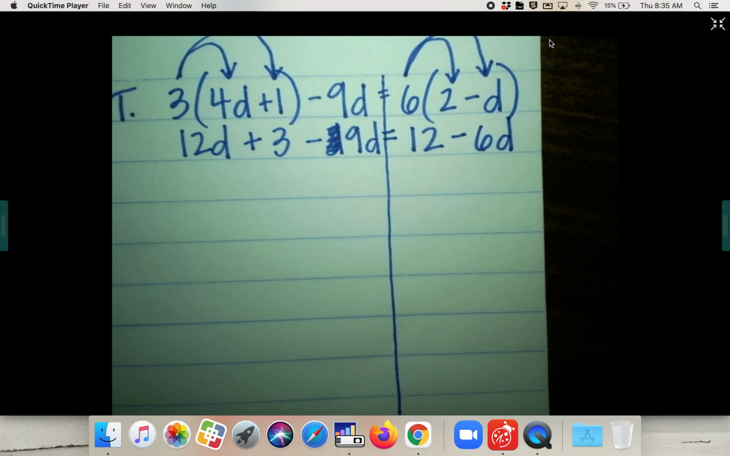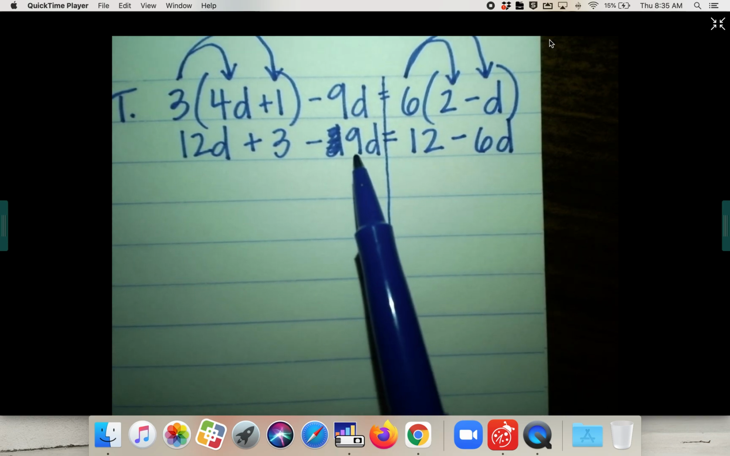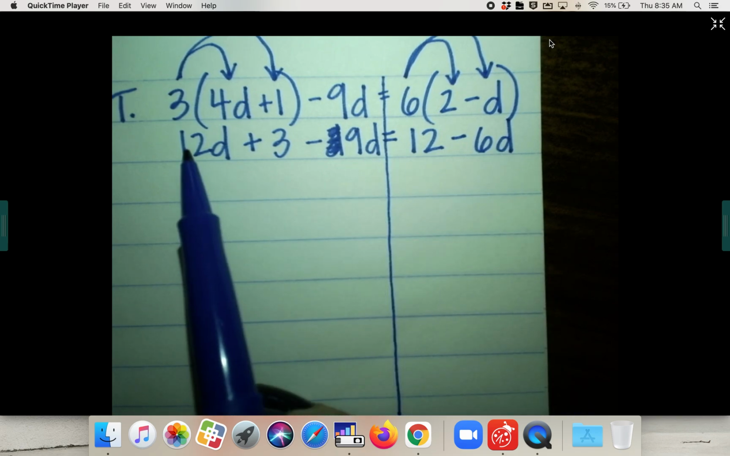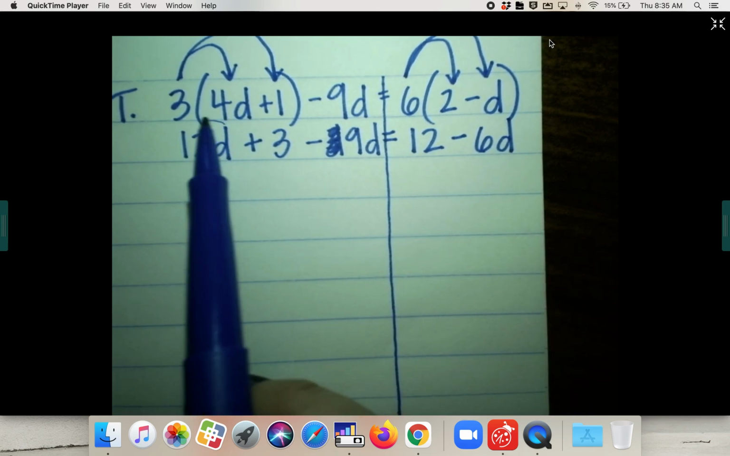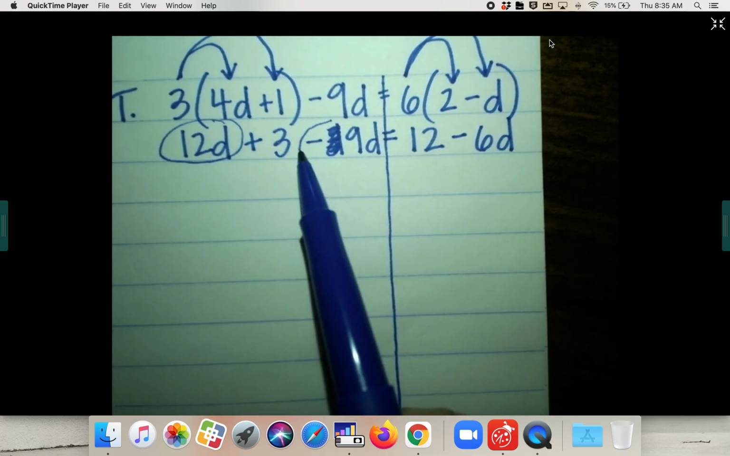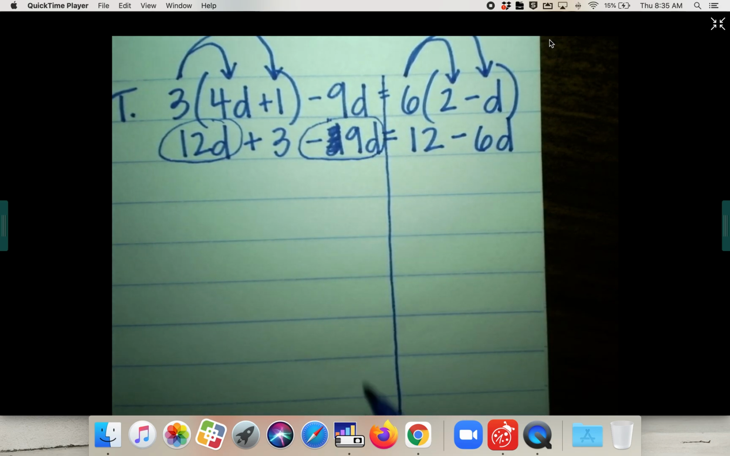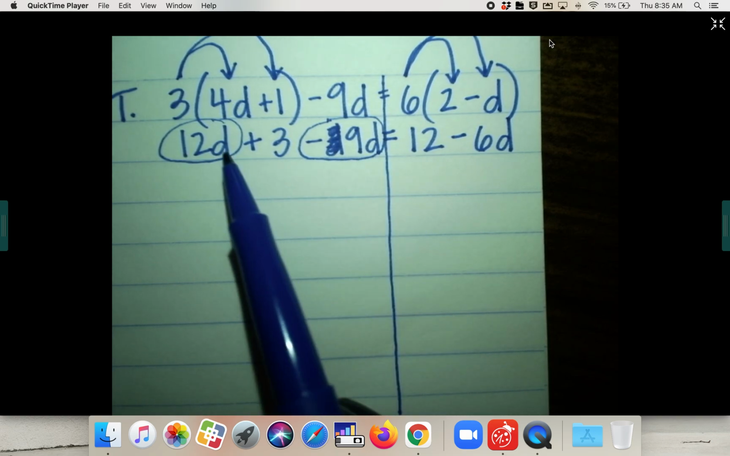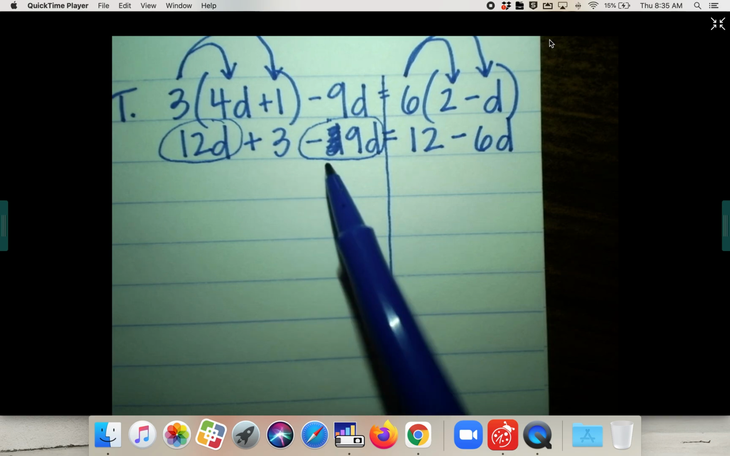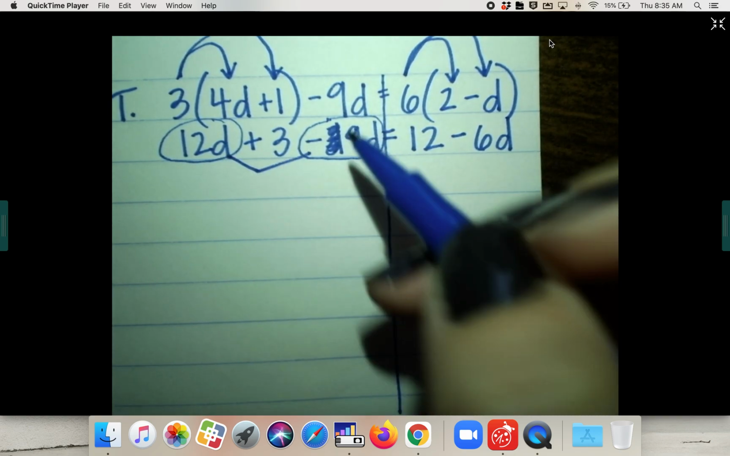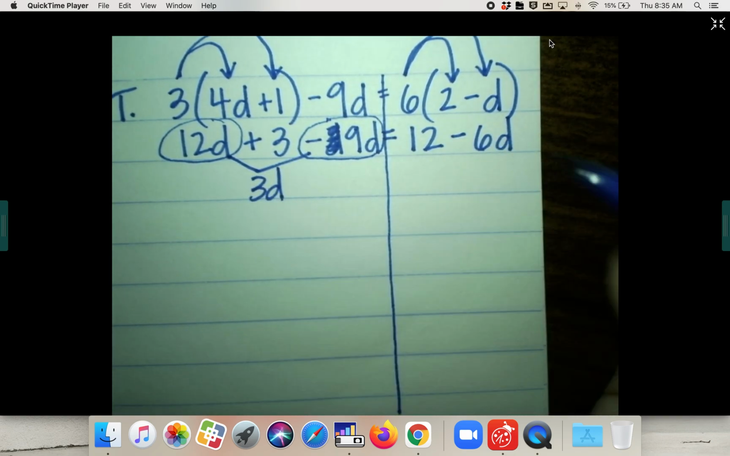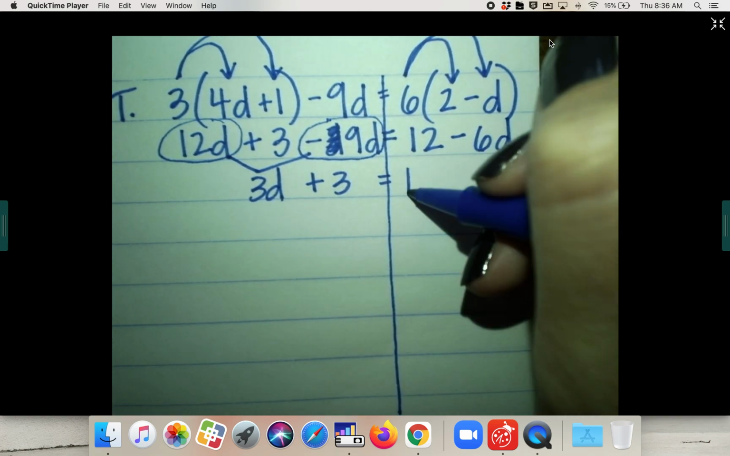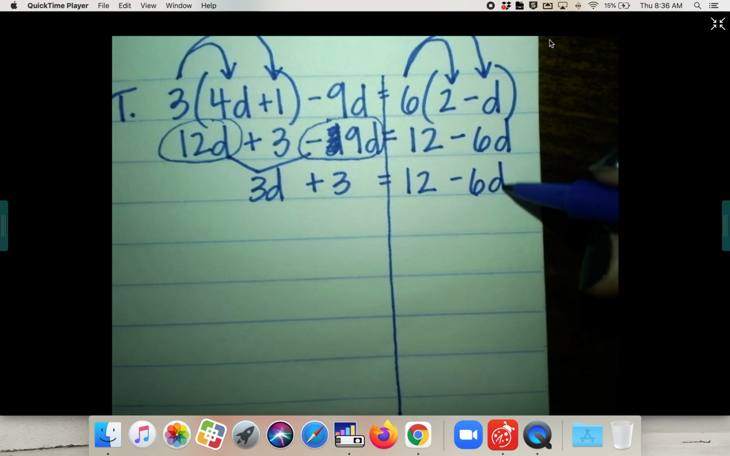So I would say our next step is to move one of the variables, but I actually have 3. I have d in 3 different spots. So what we'll need to do first is go ahead and combine the 2 that are on the same side. So let's go ahead and do 12d minus 9d. So what is 12d minus 9d? 3d. All right, 3d. And then I'm just going to bring down my plus 3 because I haven't used that yet. And I'm going to bring down on the other side 12 and minus 6d.